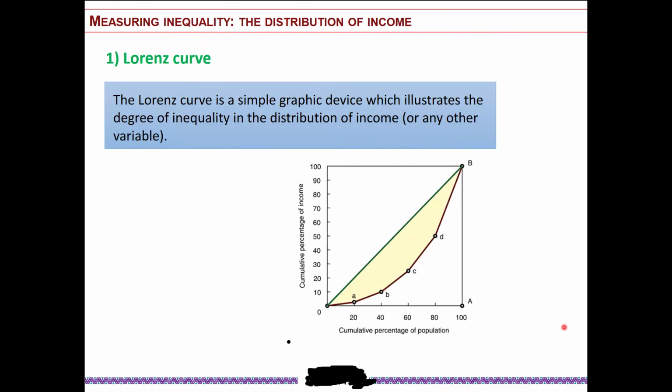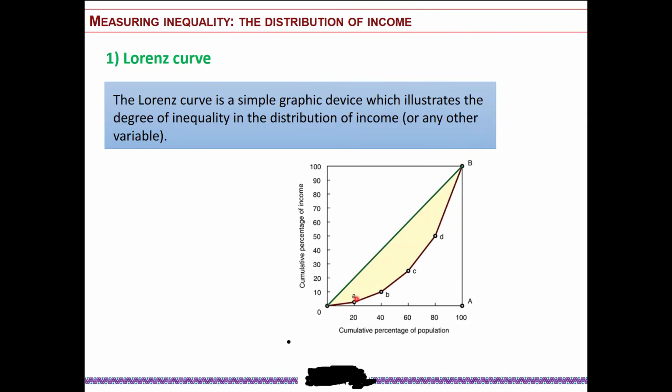So this is the Lorenz curve. This is how the Lorenz curve looks. The Lorenz curve just illustrates the degree of inequality in the distribution of income. With this one, you just have to know the definition and know this line here, which we call the line of equality, or perfectly equal distribution of income. It shows that income is distributed equally.